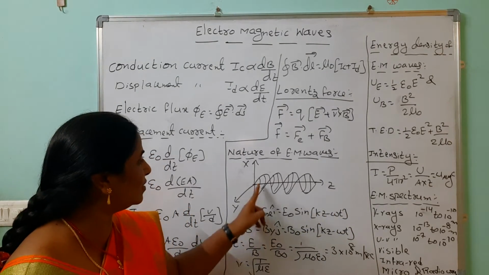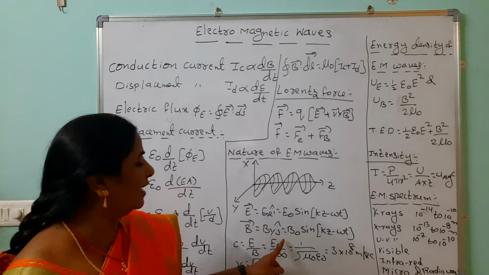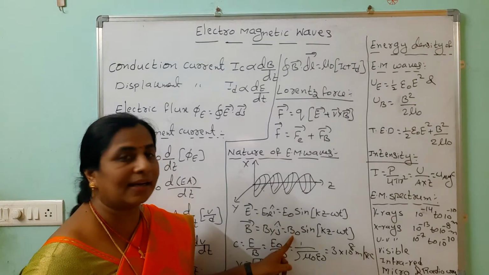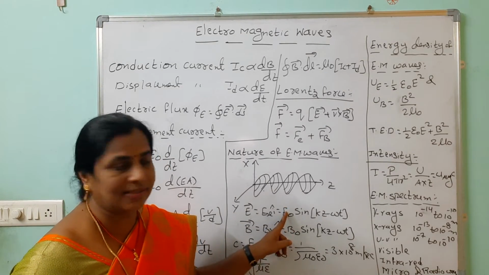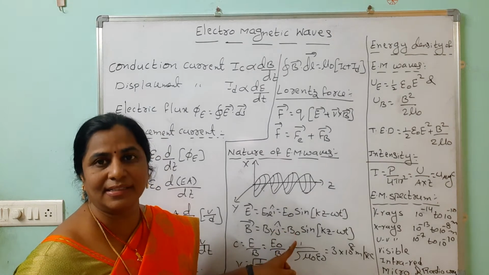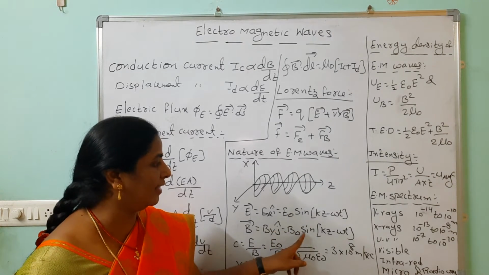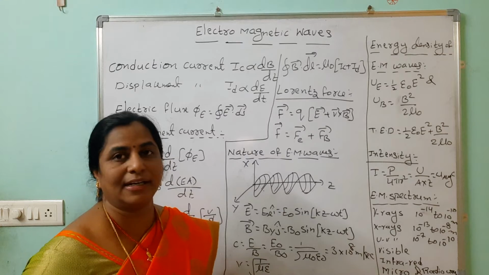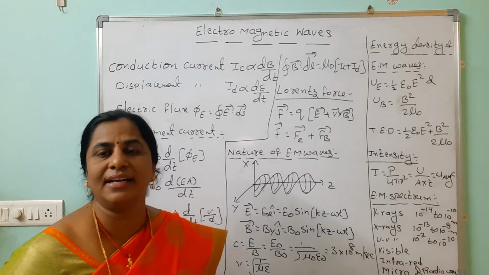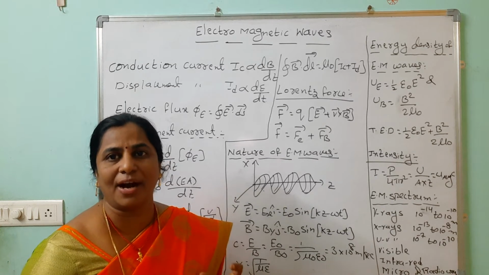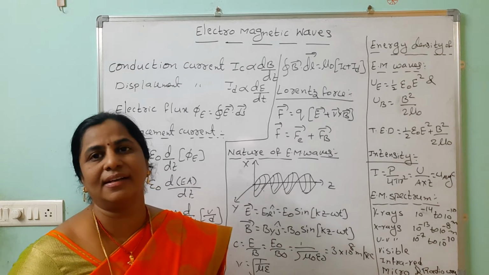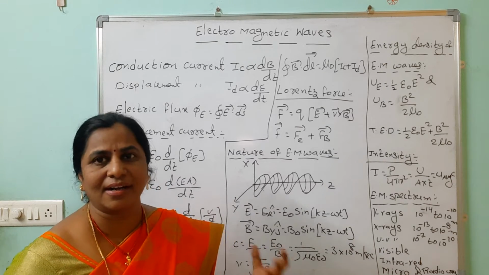Then B bar equals, along the y-axis, By into j cap. B naught and E naught are the maximum intensity due to the electric field, and this is the induction due to the magnetic field, sin(kz minus omega t). Whenever we treat these as wave motion, we have to express them harmonically, either in terms of a sine function or a cos function.